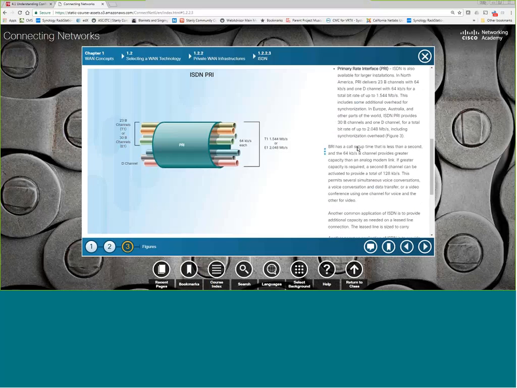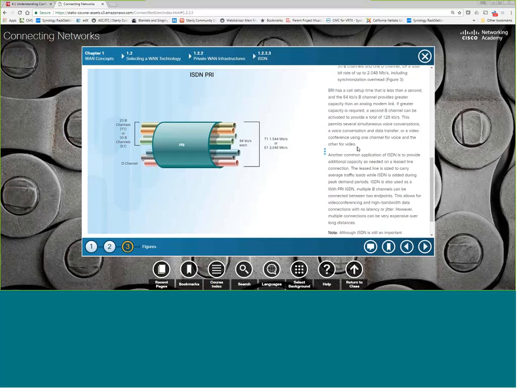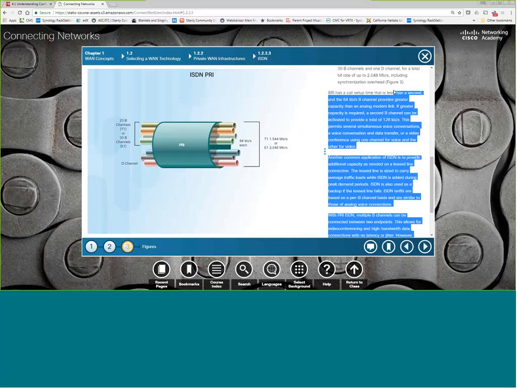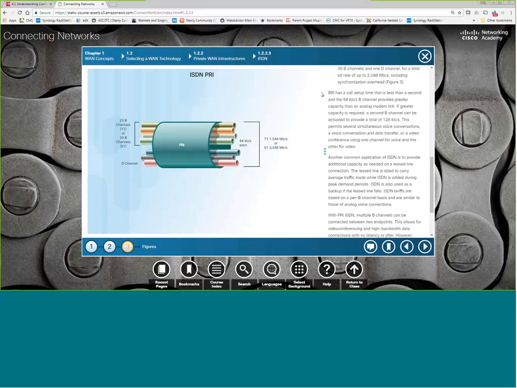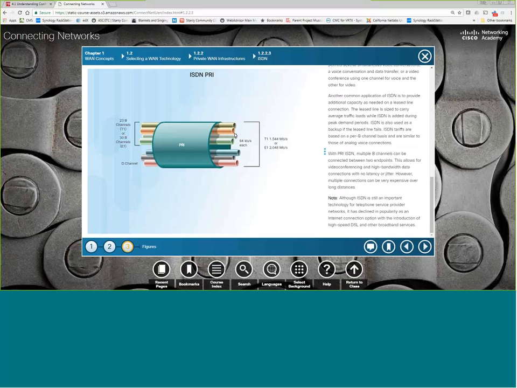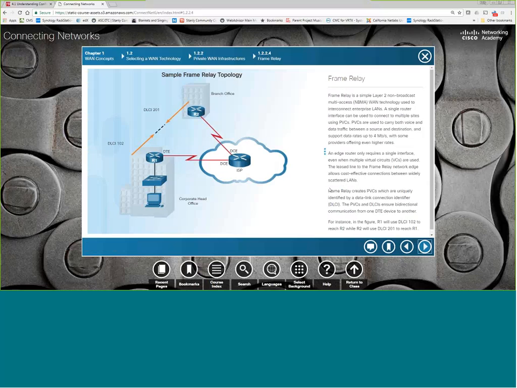So they use a different signaling standard. But this is the big thing: it has call setup, and it's less than a second. Each one of those channels is 64K. If you've ever heard of a fractional T1, so you bought a 128K frac T1, you'd have 2 B channels. It can be used for phone, still used for phone lines.